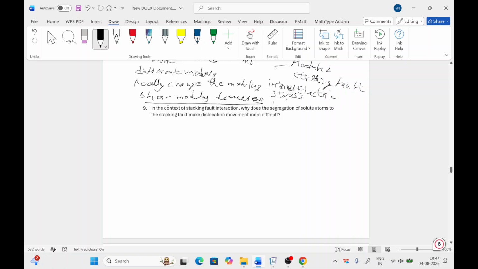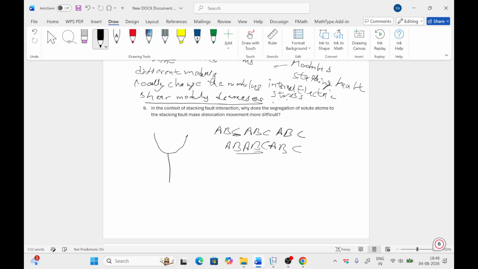Next question is, in the context of stacking fault interaction, why does the segregation of solute atoms to the stacking fault make dislocation movement more difficult? In a stacking fault, the dislocation line dissociates into two dislocation lines by changing the orientation of the planes. Like first is the ABCABC stacking. If we take out the C plane, the stacking will be A B C C A B C.